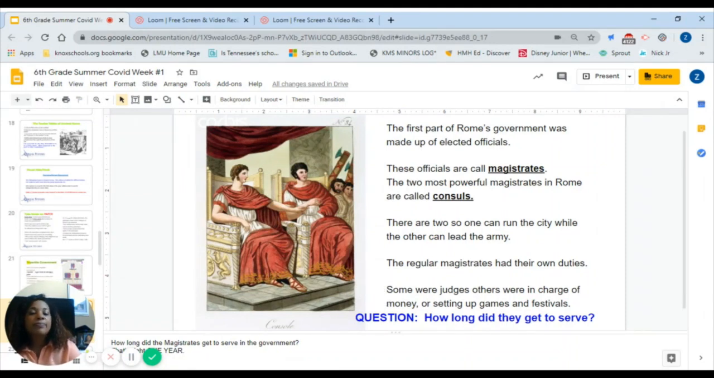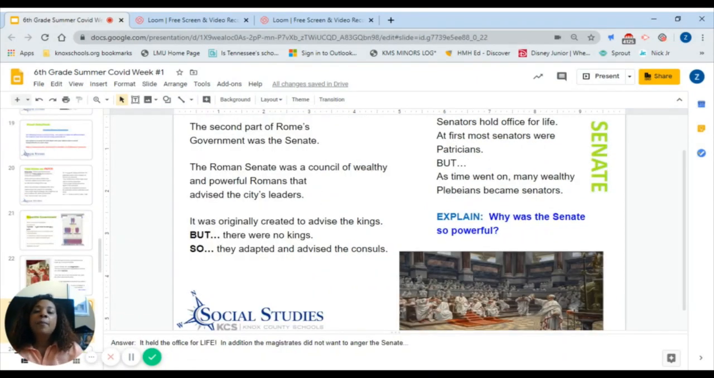So question, how long did the magistrates get to serve? That's right, 1 year. The second part of Rome's government was the Senate. The Roman Senate was a council of wealthy and powerful Romans that advised the city's leaders. It was originally created to advise the kings, but there's no kings. So they adapted and advised the councils now.